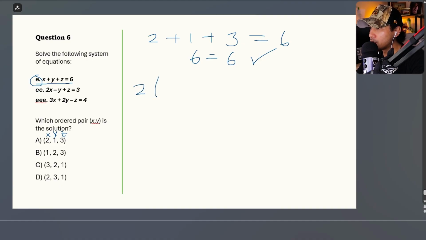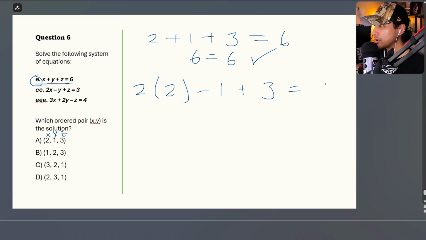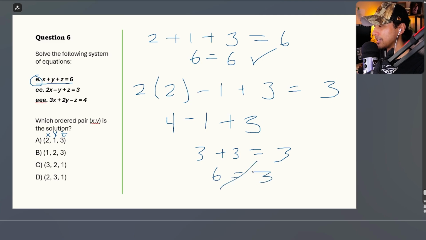So we do 2 times 2 minus 1 plus 3 equals 3. And then we get 4 minus 1 plus 3. Did I do that right? Yes. And then we get, what is 4 minus 1? It's 3 plus 3 equals 3. And then we get 6 equaling 3. That doesn't equal. So we could get rid of this one.